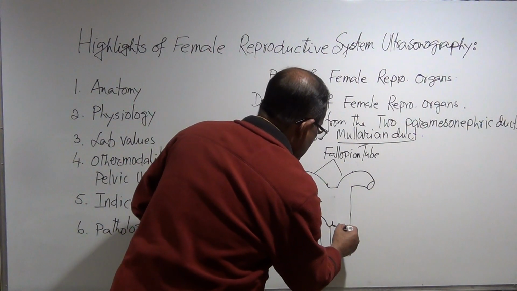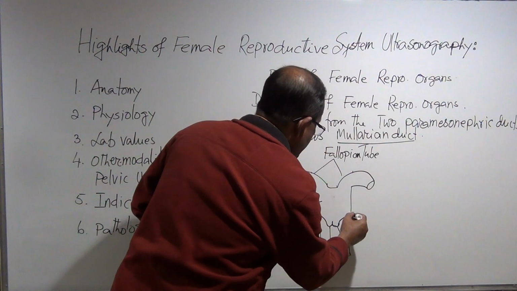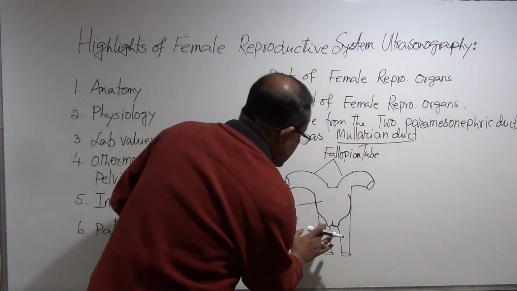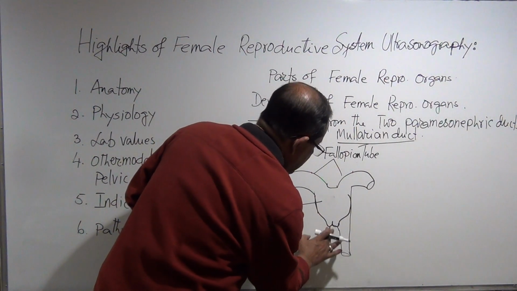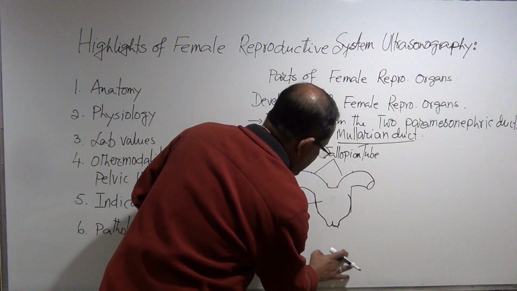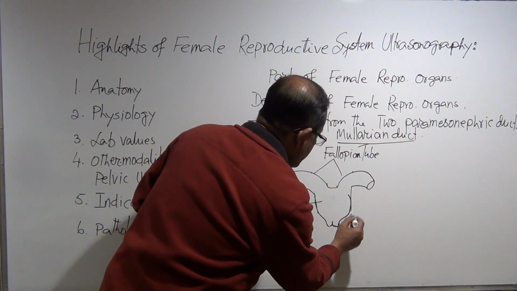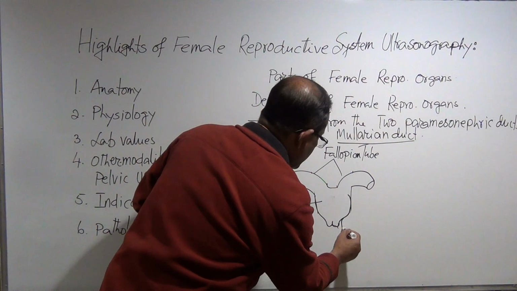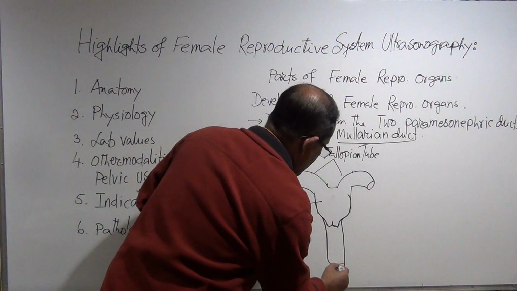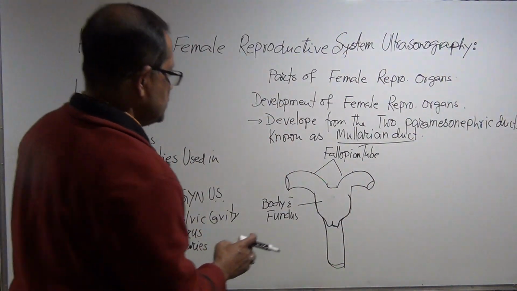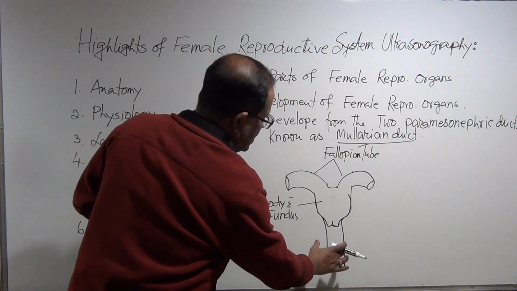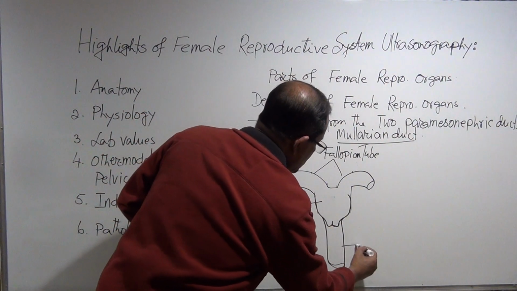it will go like this. Okay, and this time they will vanish this part, not vanish, it's a modification. So now these two tubes join together and form the vagina.